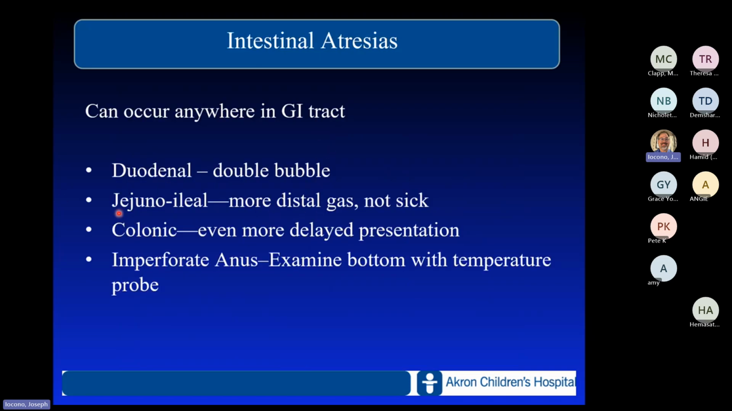We talked about duodenal. Jejunal ileal, you have more distal gas, and again, not sick. Colonic is a more delayed presentation. What do you think about it? If air and food got to get down there? Atresia can even include, in the pure sense of the word, an imperforate anus. You have an atresia of the anus. We'll talk about each one of these.